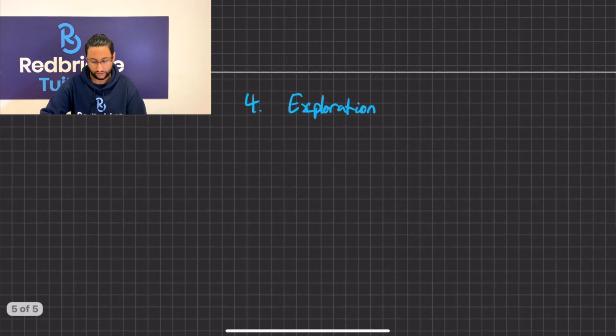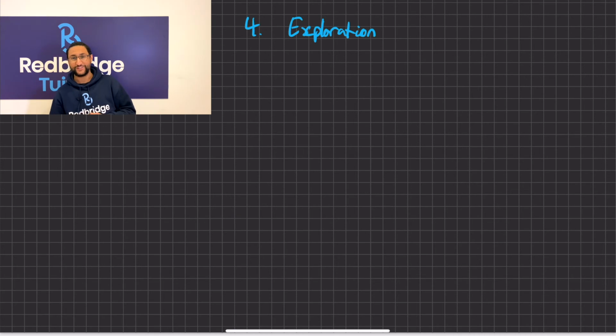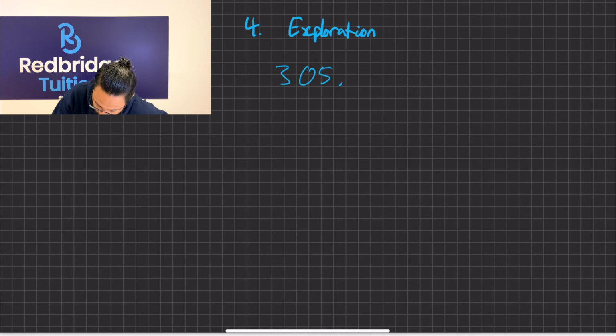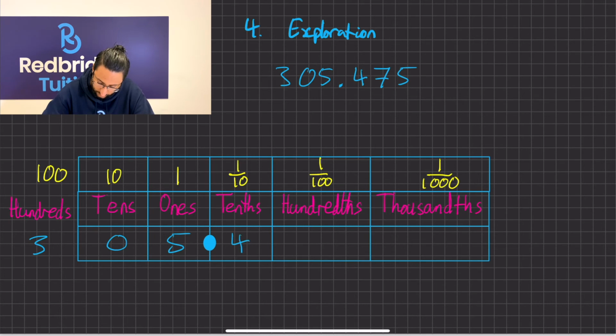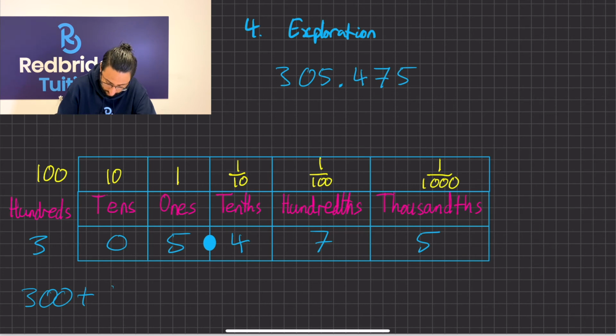Let's go on to our exploration stage now. In fact, I'm going to get John to randomly give me a number. 305.475. Okay, let's put this number in place. 305.475. So 3 hundreds, 0 tens and 5 ones, 4 tenths, 7 hundredths and 5 thousandths. So that's going to give us 300. Add 0. Add 5. That gives us our 305.